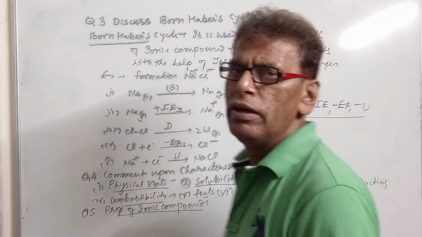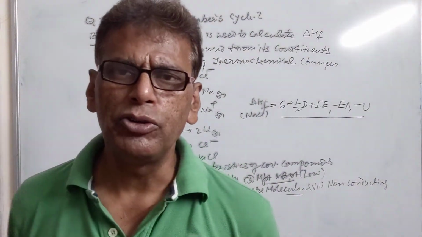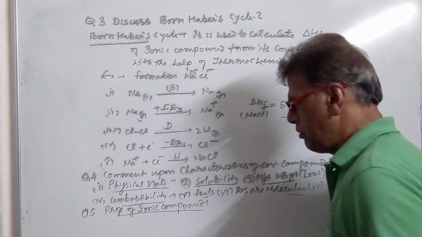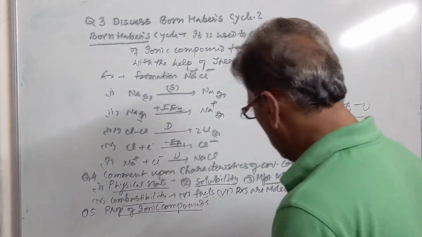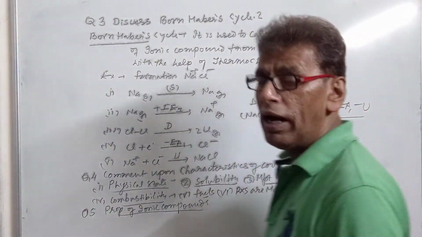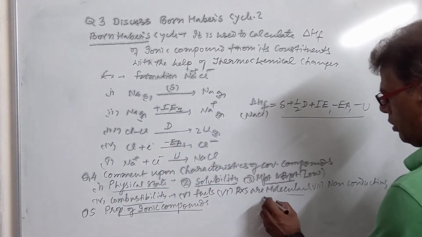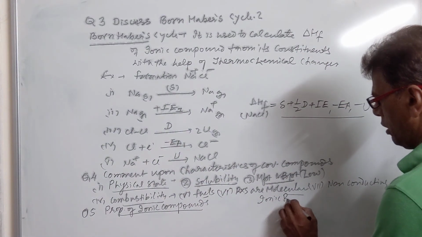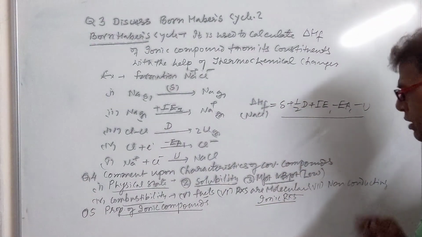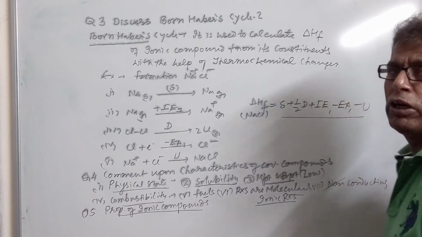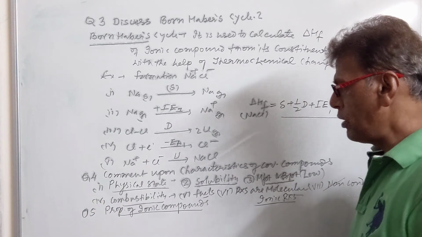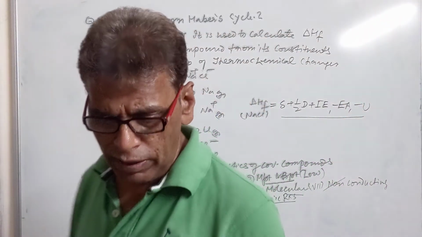Melting and boiling point: they possess high melting and boiling points due to strong inter-ionic forces. Then we have combustibility. They are not combustible at all, since they don't contain carbon. They are not used as fuels. Reactions are ionic in nature. Instead of molecular, they have ionic reactions, because they get ionized in solution and then ions take part in the reaction. Their solutions are conducting because they produce ions, and these ions carry charges. So these are the properties of ionic compounds.